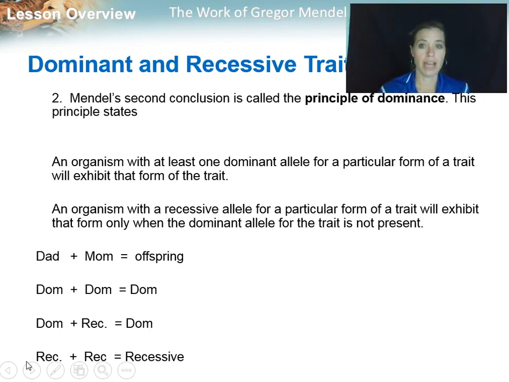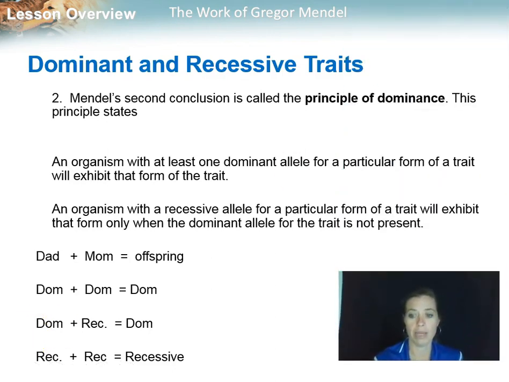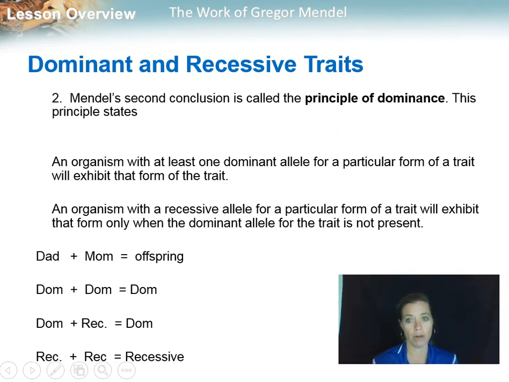He found that some of the alleles came in dominant and some of them came in what he called recessive forms. So he established this principle of dominance. This principle states that an organism with at least one dominant allele for a particular form of a trait will exhibit that form of the trait. What do you mean by that?